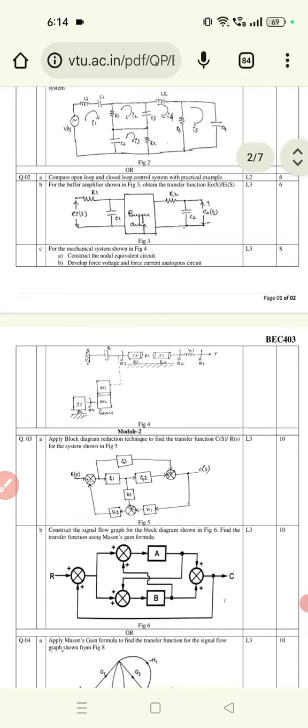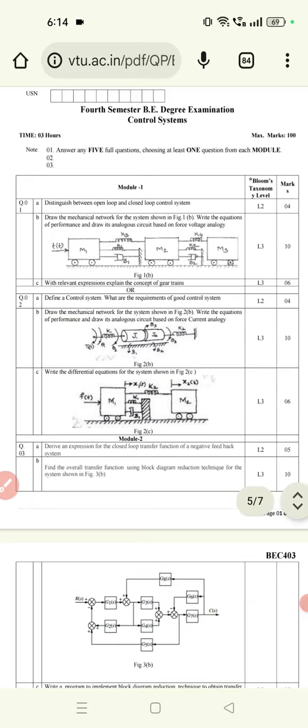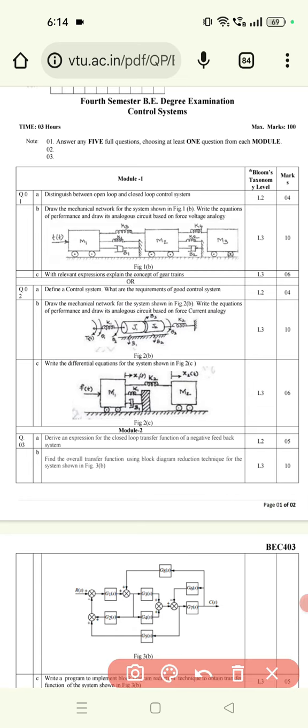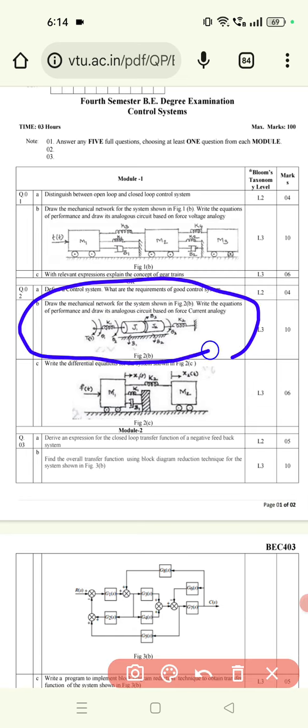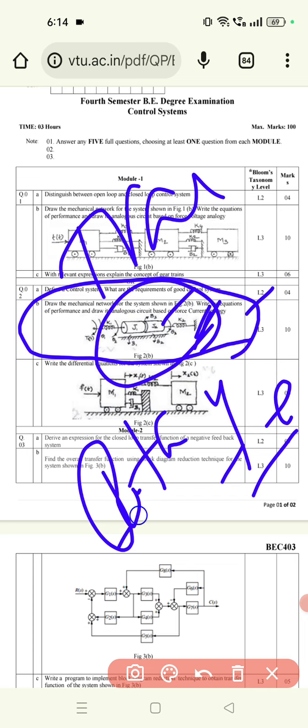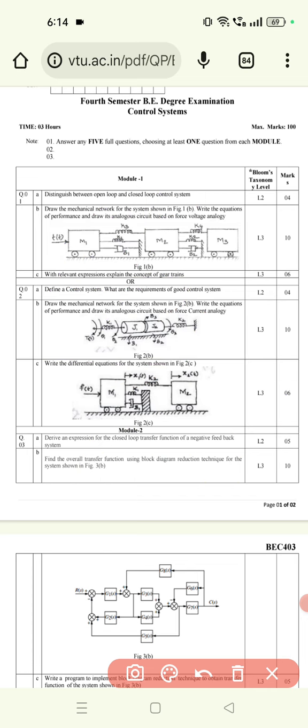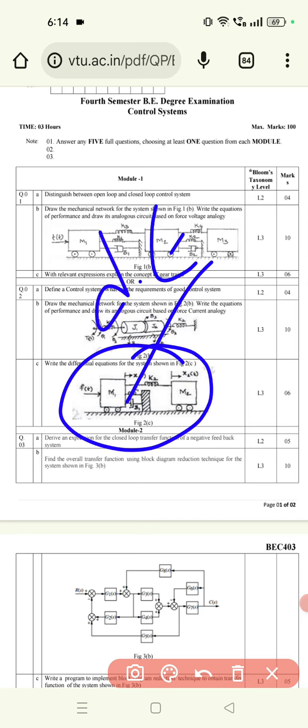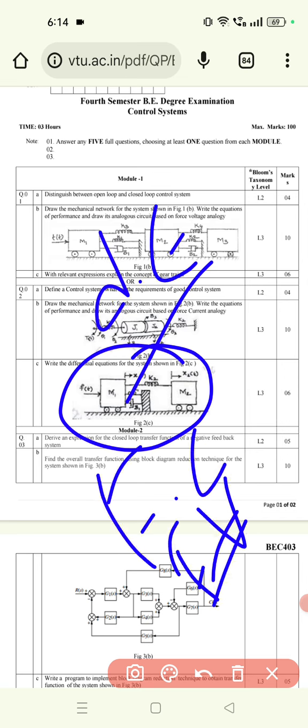Next, you can have one more question like this, that is 2b. A mechanical network will be given like this. So draw the analogous circuit based on force to current. They will be giving a rotational system here, so there are two types of systems, translation and rotation. They will be giving translation and rotation, and in both the cases you should find force to current and force to voltage. Look at this, this is repetitive. So I strongly recommend you to see these types of mechanical systems, write the differential equations, and the force-to-current and force-to-voltage equations, right?